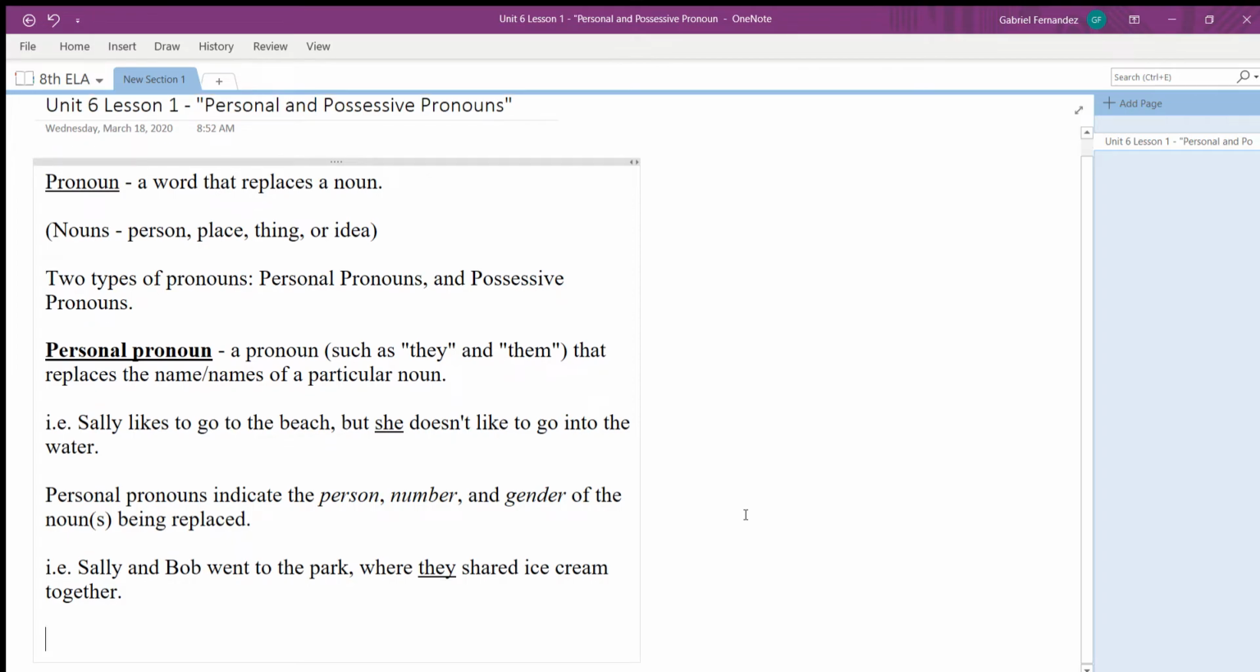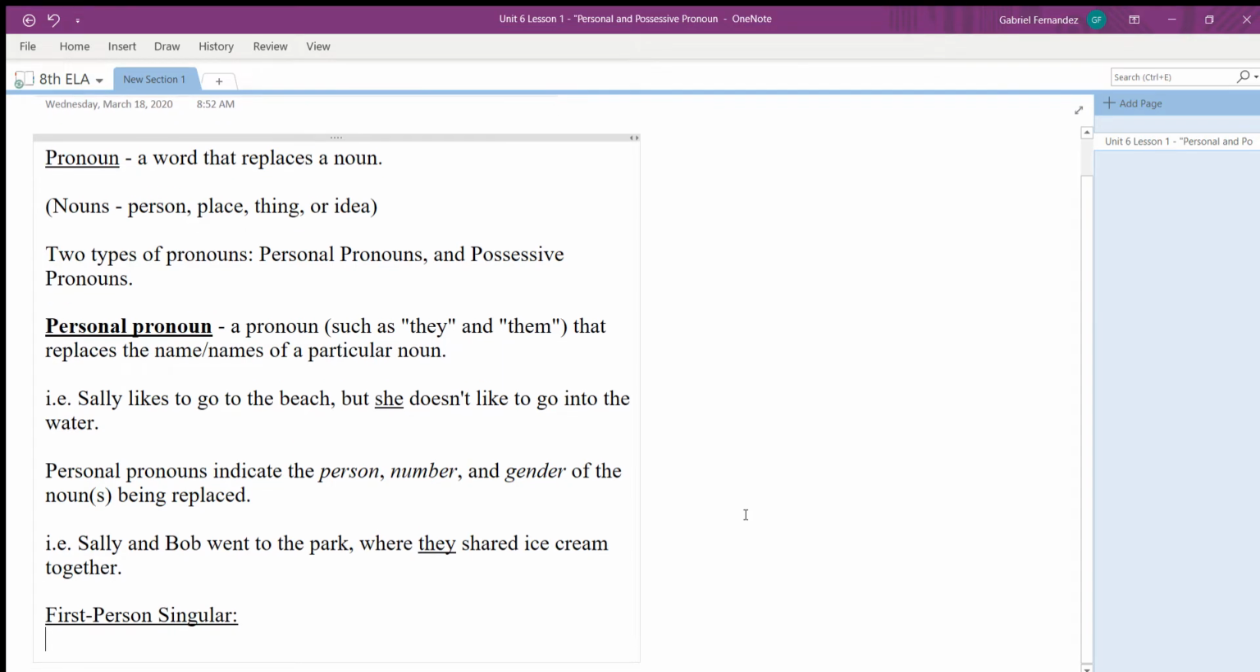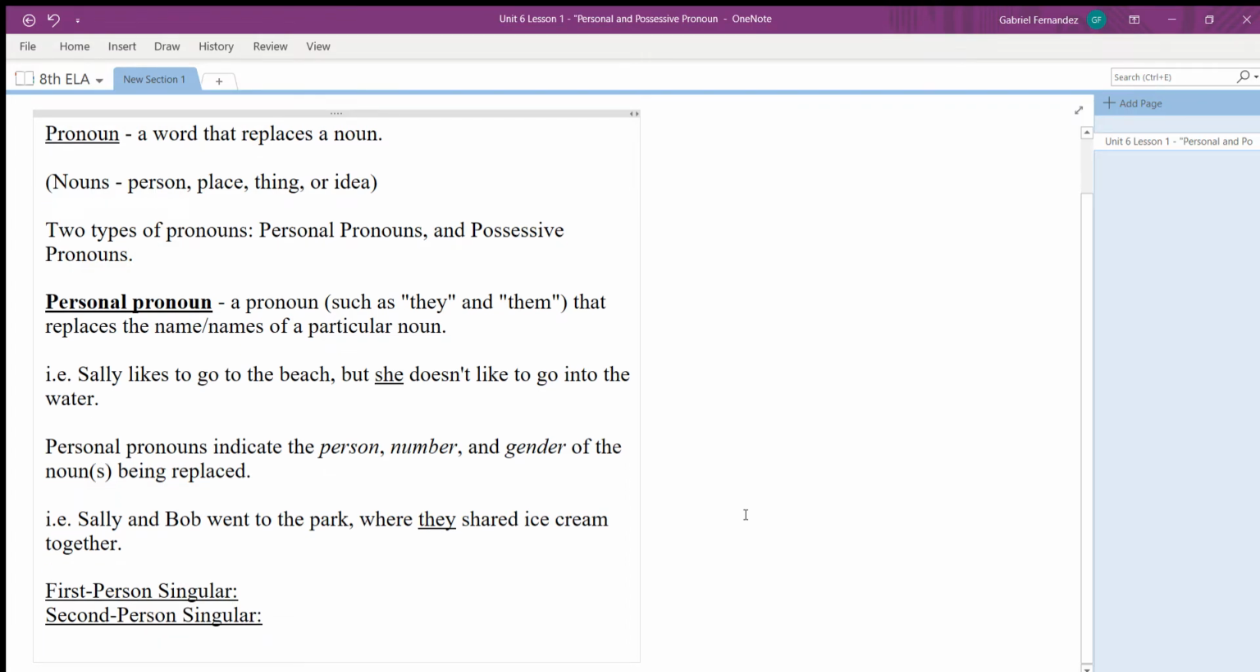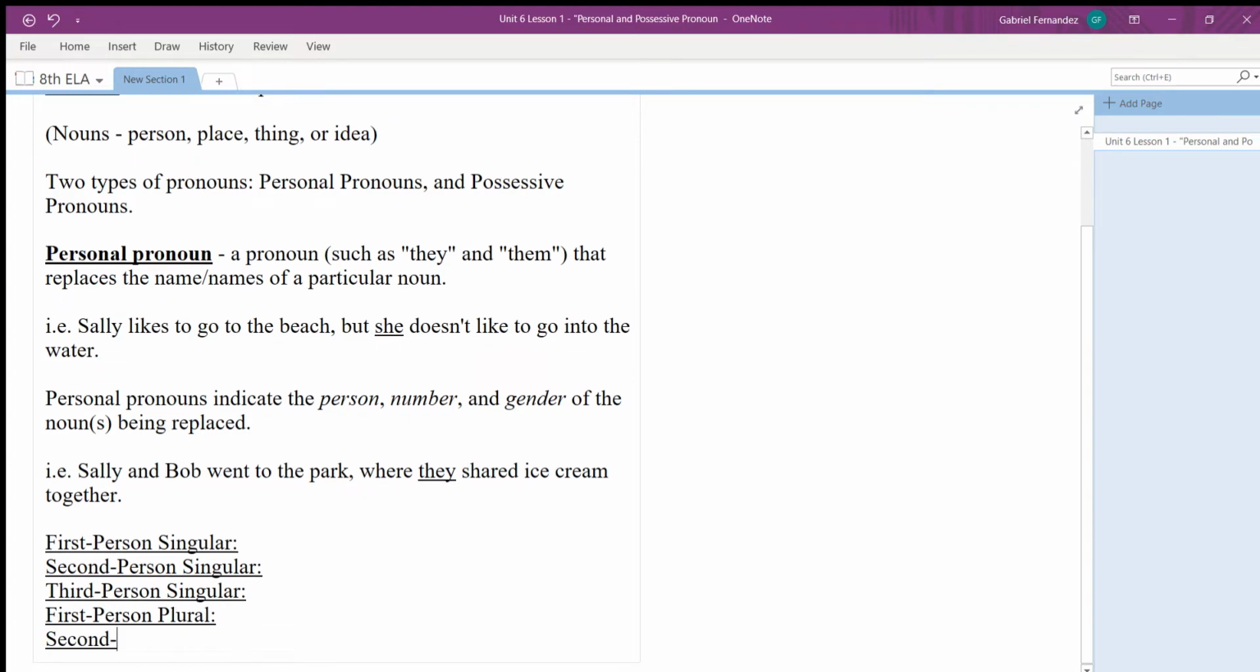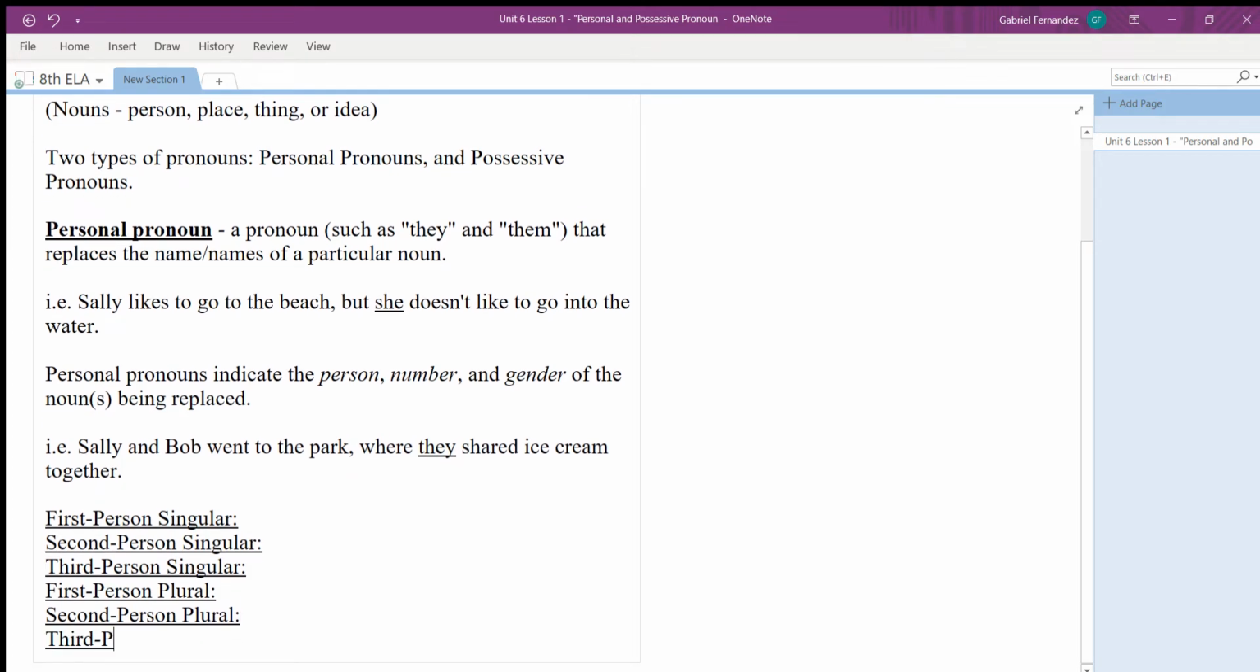We separate personal pronouns into first person singular, second person singular, third person singular, first person plural, second person plural, and third person plural. So let's take a look at what those personal pronouns are.